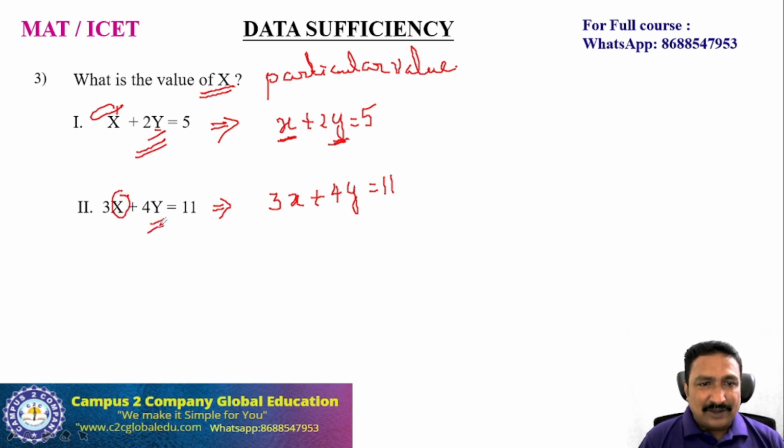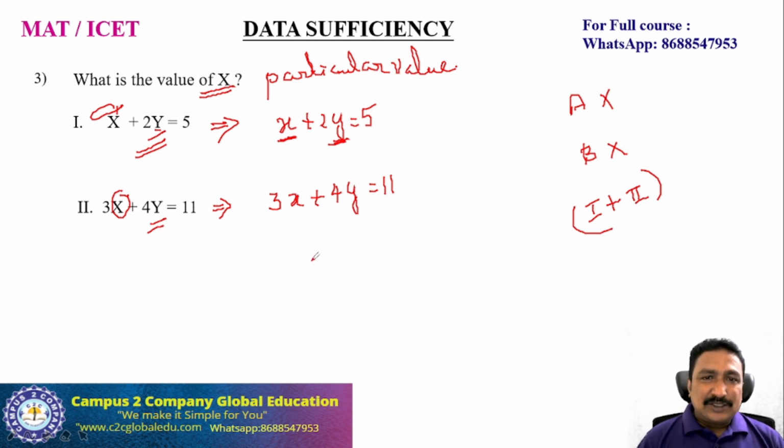Because we don't know the value of y, the second statement alone also cannot give us the answer. So once you are not getting the answer from the first statement alone and the second statement alone, then we have to combine them. If we combine the first statement and the second statement together and get the answer, it is choice C. If we don't get the answer, then the answer is D.